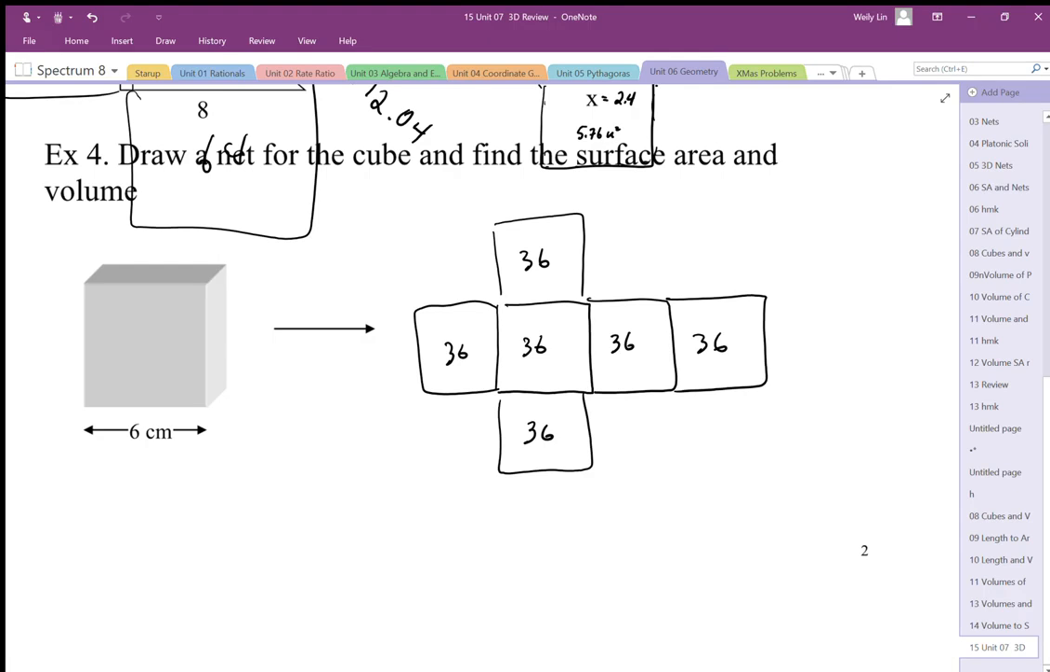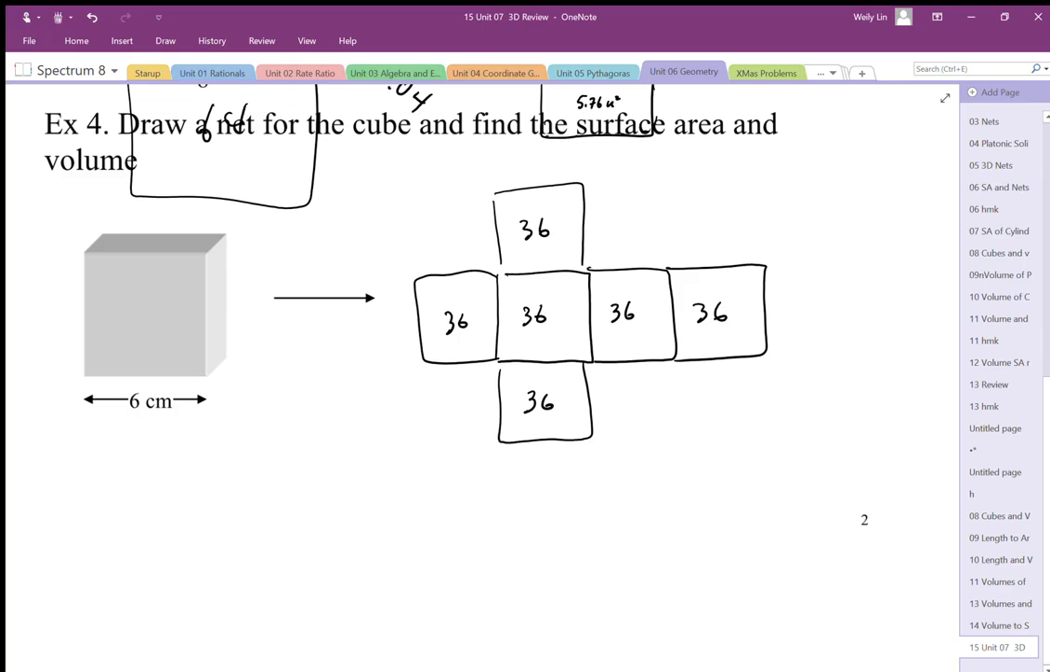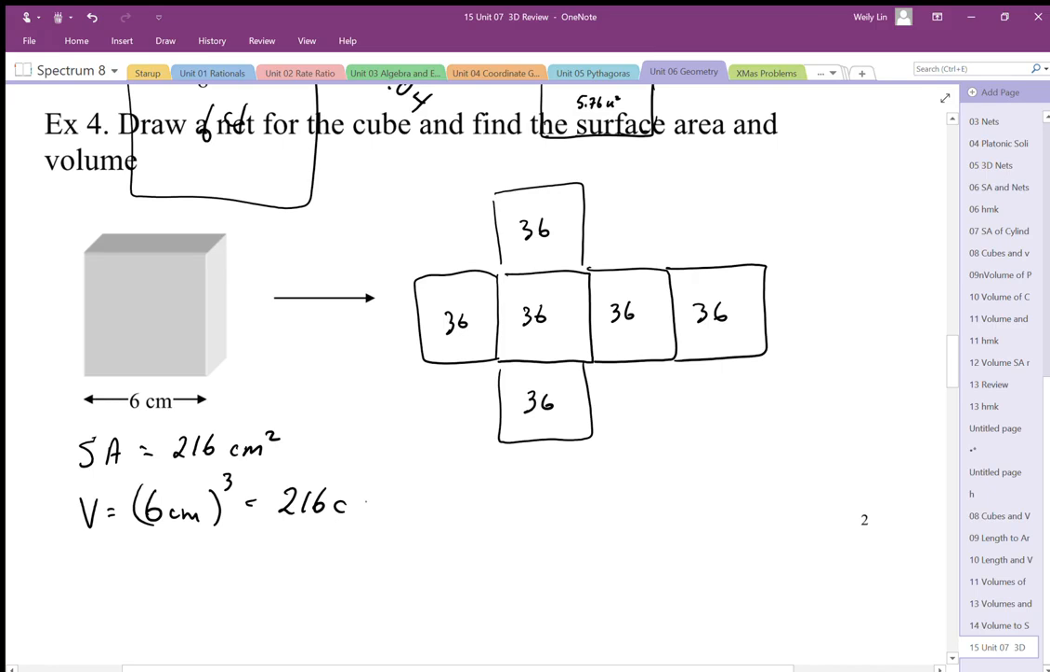Okay, sorry, I think I was cut off there, but the surface area for this works out to be 216. Okay, so the surface area is equal to 216 centimeters squared. Now, it just happens that this volume is exactly the same. It's just a coincidence, but we take the 6 centimeter side length, we cube it, and we end up with 216, but in this case we have centimeters cubed.